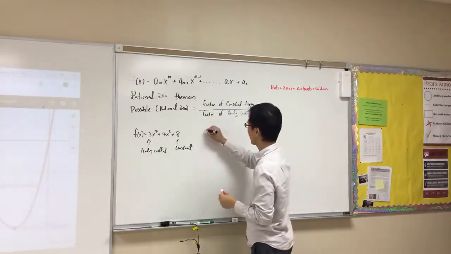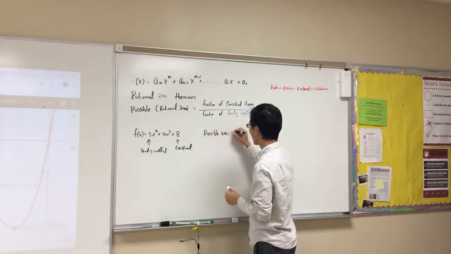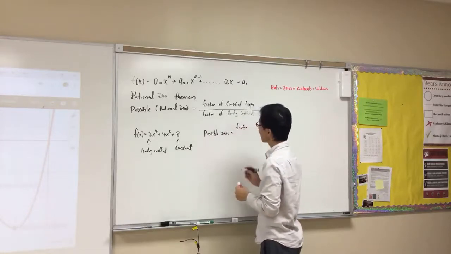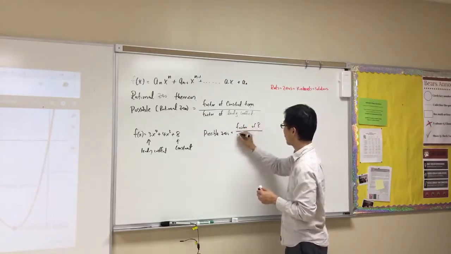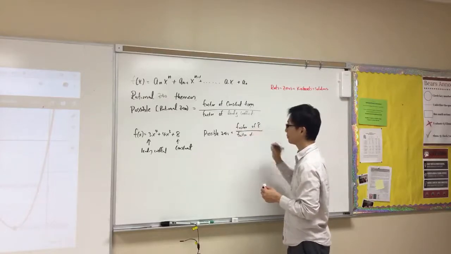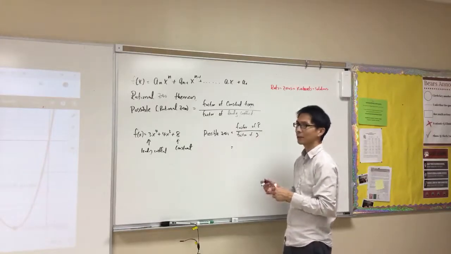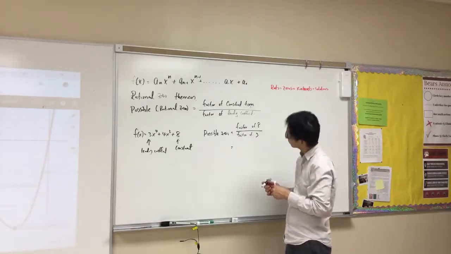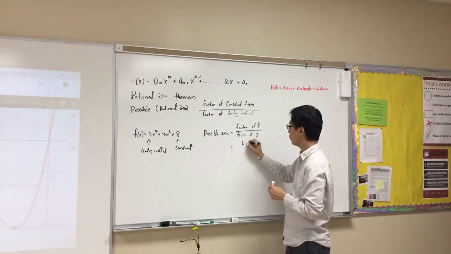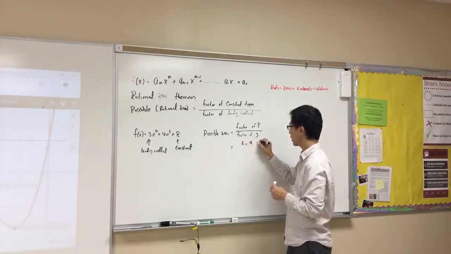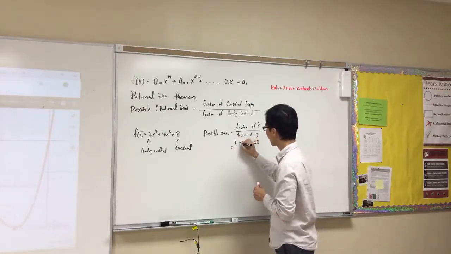So how many possible zeros are there? Possible zero is equal to the factor of the constant. What is the constant in this case? 8. Over a factor of 3. And you say, okay, that's easy. So how many different factors for 8? 4 and 2. What else? 8. 1. Good. So it's going to be plus minus, plus minus, plus minus, plus minus.